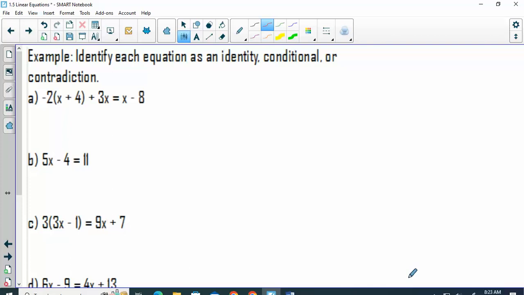So I want to decide if each of these is an identity, a conditional, or a contradiction. In order to decide that, we actually have to solve it. We're not just going to look at it and magically know. So we're just solving all of these equations.